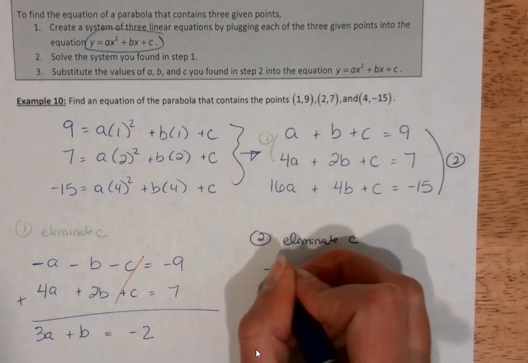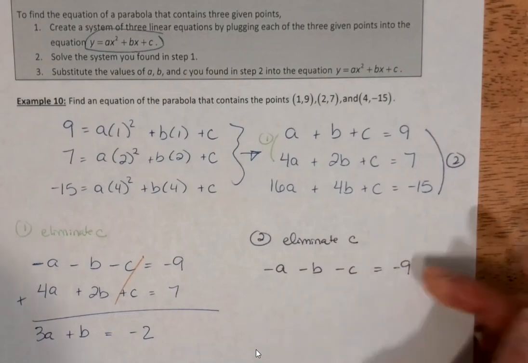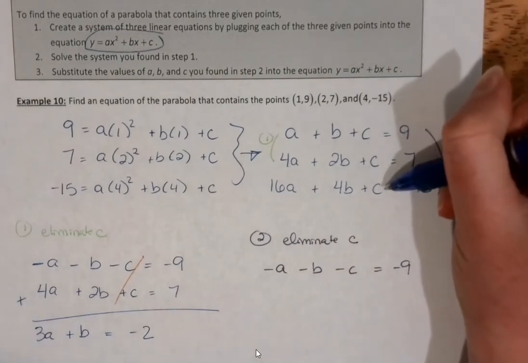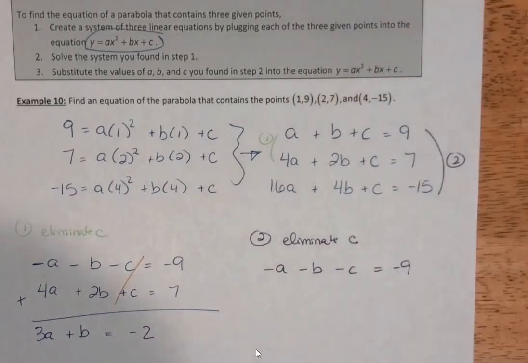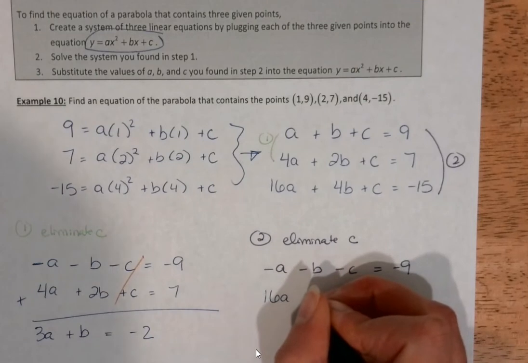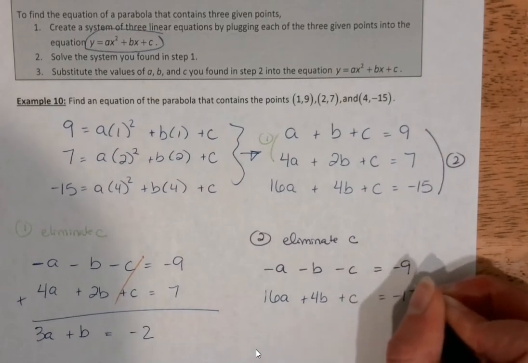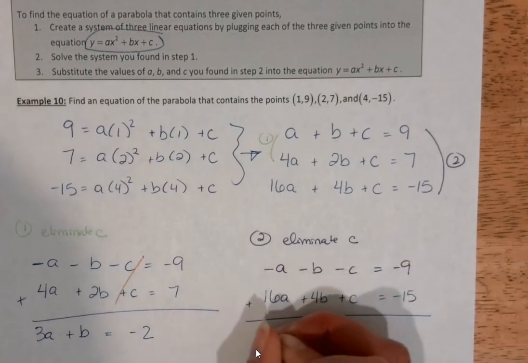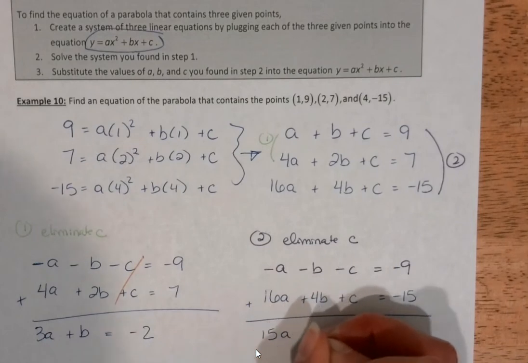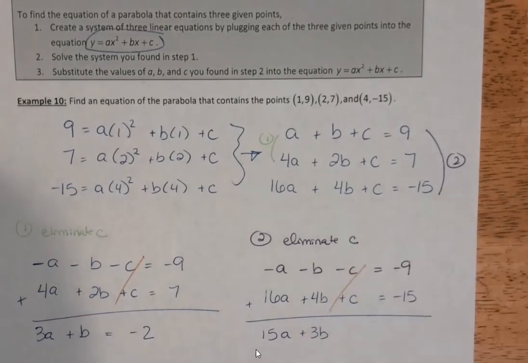So that will be negative a minus b minus c equals negative 9. Again, I'm using negative 1 c to add to the positive c. So you need to multiply by negative 1. And then we'll have our 16a plus 4b plus c equals negative 15. Let's add those up. Negative a plus 16a is 15a. Negative b plus 4b is plus 3b. The c's eliminate. Equals negative 9 plus negative 15, which will be a negative 24.